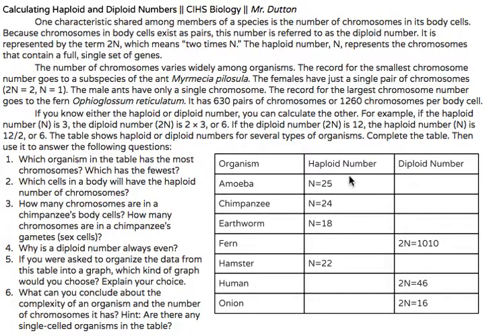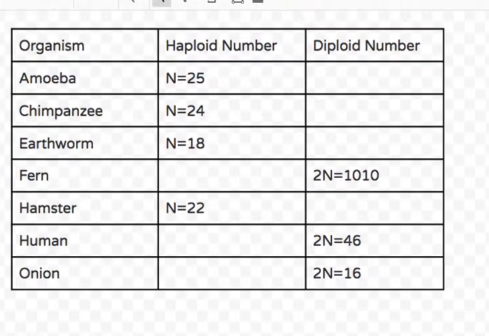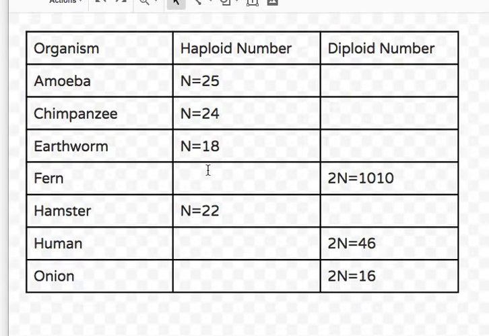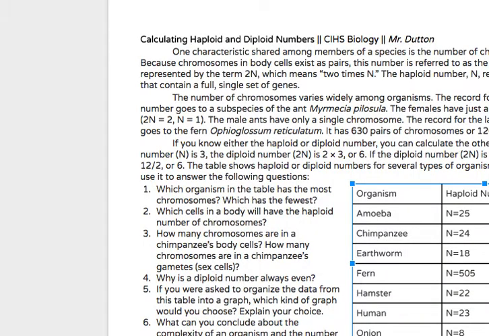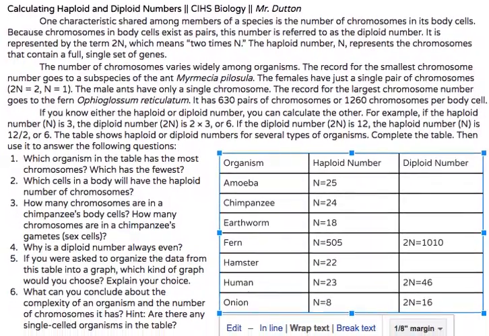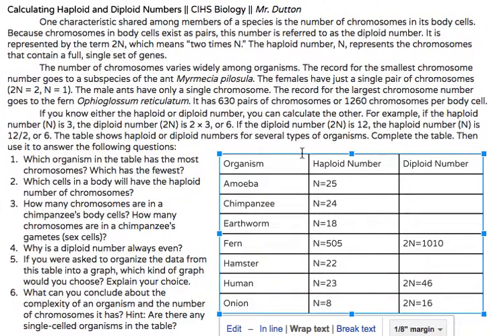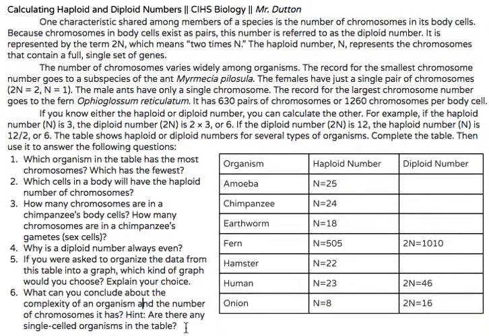And let's just make sure we have all haploid numbers here. So I'm going to put in all the haploid numbers real quick. In case you didn't get this, the fern has a haploid number of 505, which is half of 1010. Human has a haploid number of 23. Onion has a haploid number of 8. And remember, all those haploid numbers, those are the numbers of chromosomes in each of the gametes, the sperm cells and egg cells.